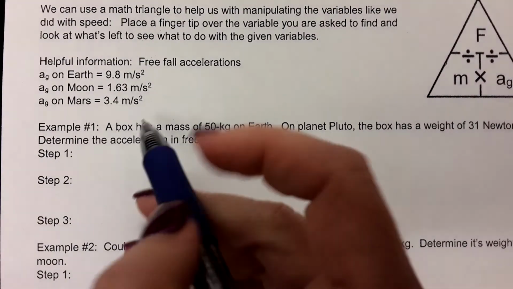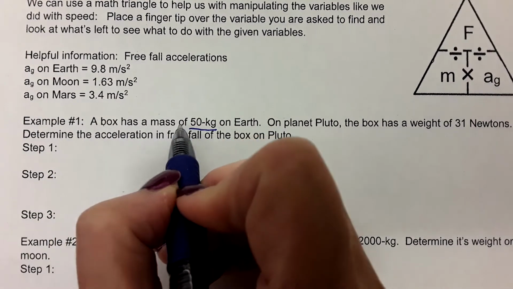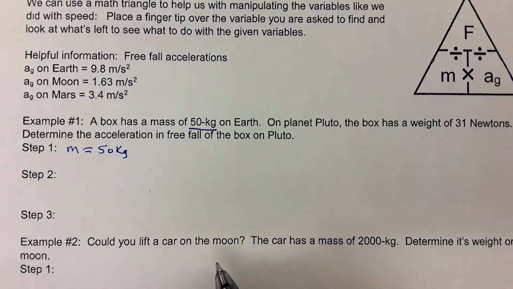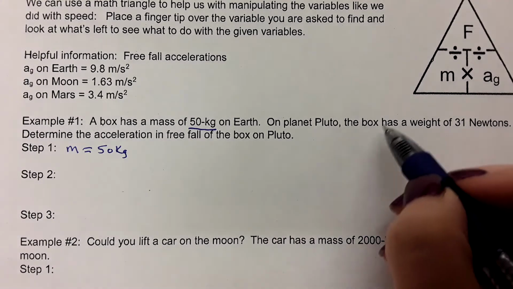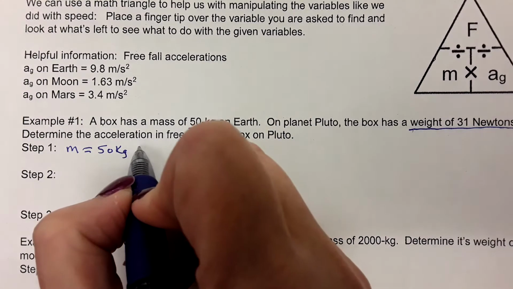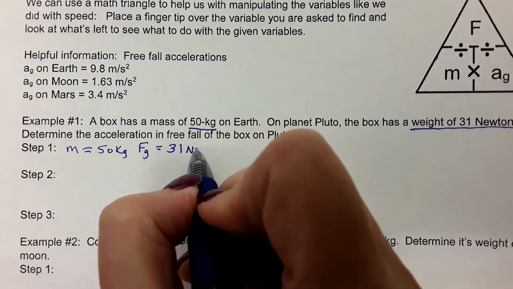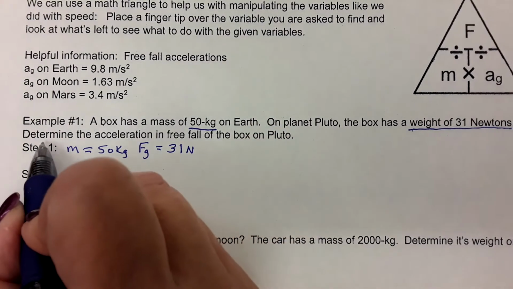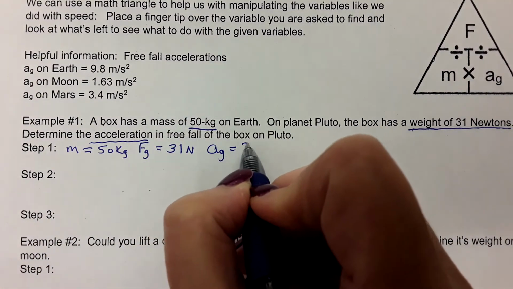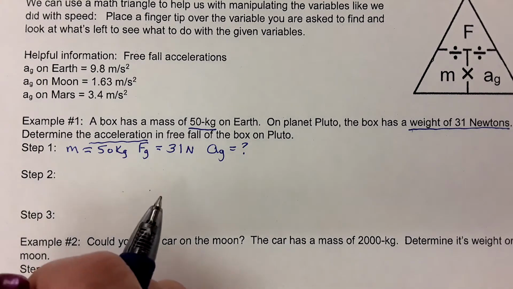On the first example, we have a box of mass 50 kilograms. So we say M equals 50 kilograms. We're going to identify everything first. On Pluto, the box has a weight of 31 newtons. So there's the weight or gravity. We know that's F sub G, and it equals 31 newtons. We want to determine the acceleration in free fall. So for Pluto, if you were to drop something, what would be its acceleration towards the surface?